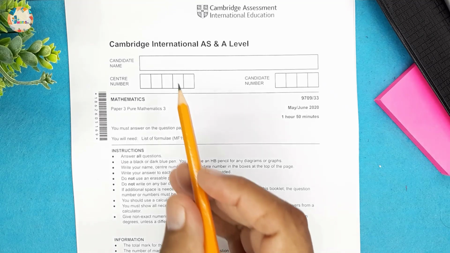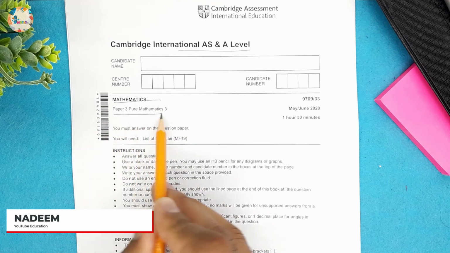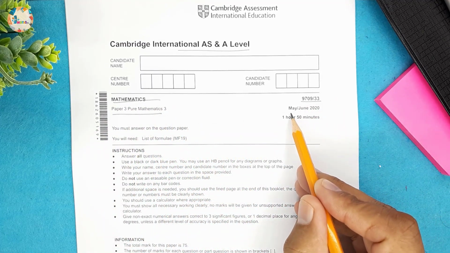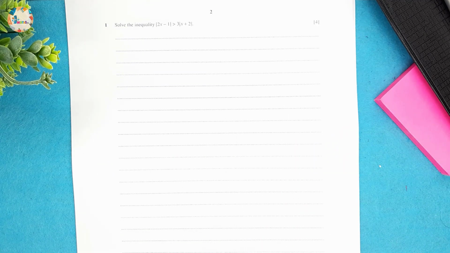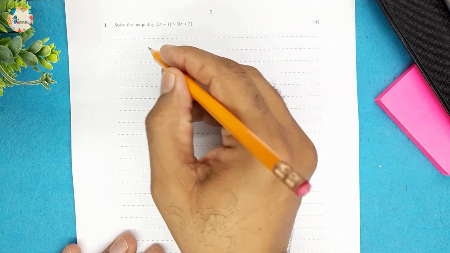Today we'll be going through Cambridge International AS and A Level Mathematics Paper 3, Pure Mathematics 3, 970933, May-June 2020. Question number 1. Solve the inequality.